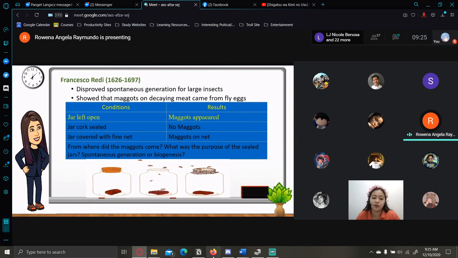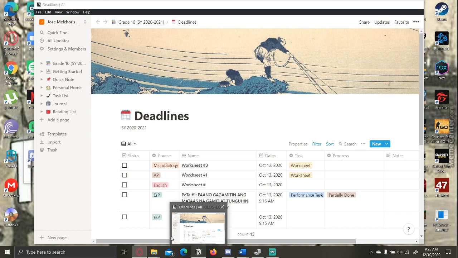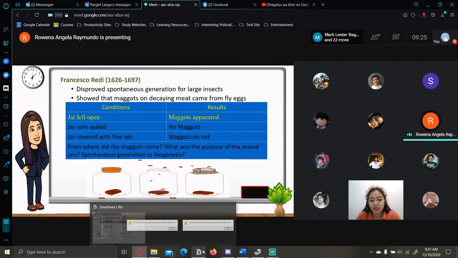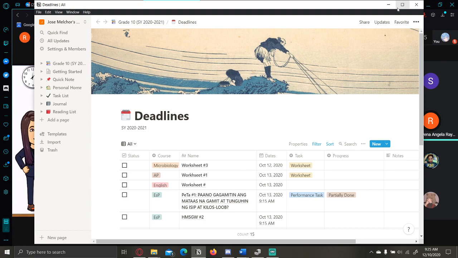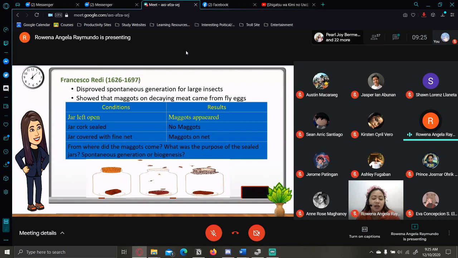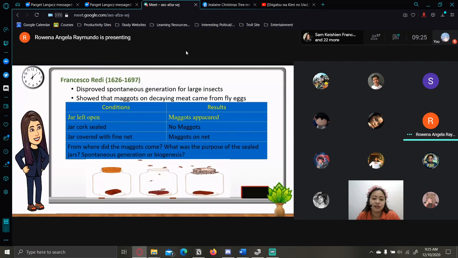So what he did is, gumamit siya ng tatlong jars dun sa experiment niya. Yung isang jar, nilagyan niya ng seal, ng cork. Yung isang jar, hindi niya nilagyan ng seal, so he left it open. The third jar, he put a mesh wire. Yung mesh, para siyang yung salaan. Okay, so meron siyang mga holes, pero super small yung mga holes na yon.